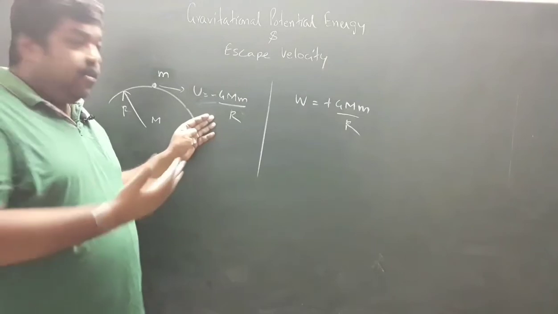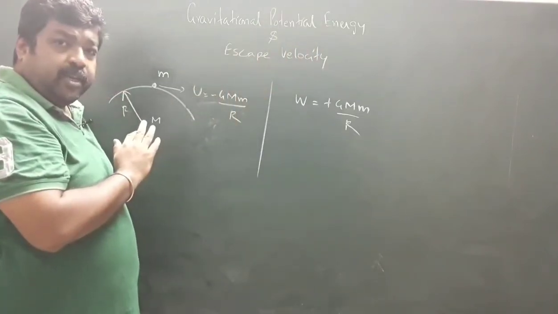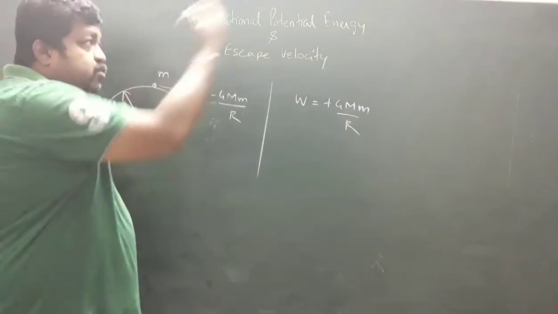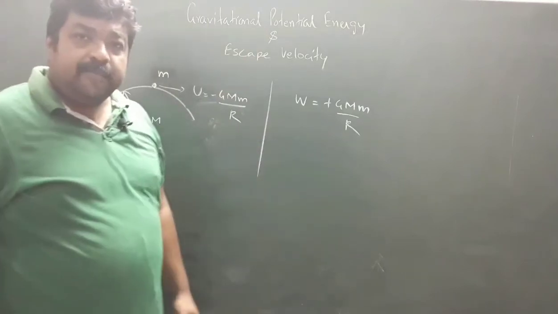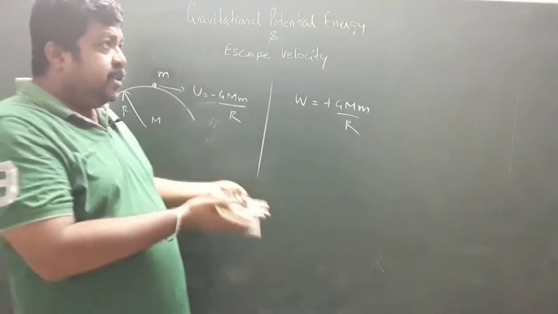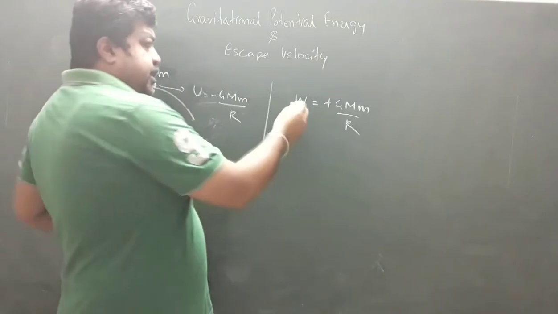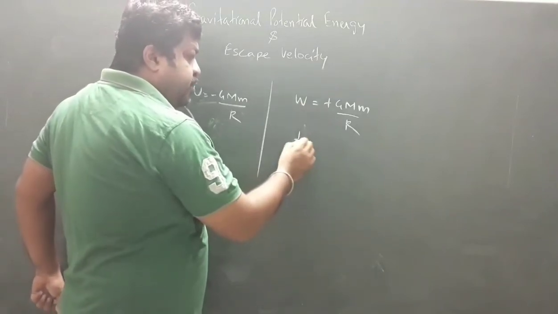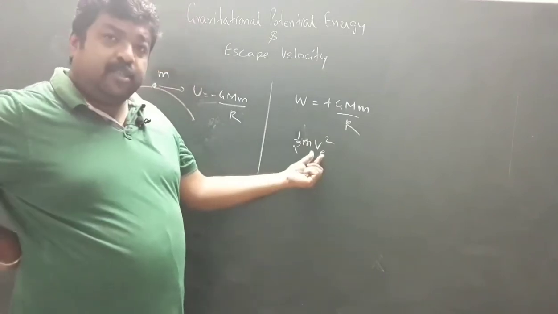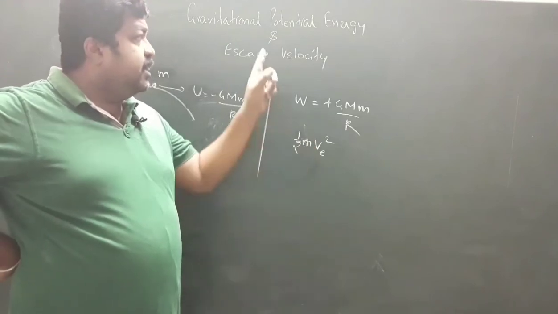Please try to understand this. You do this amount of work in bringing the object from infinity to this point, so the opposite of that, the work done in taking the object from the surface to infinity, will be plus GMm by R. Now how do you take this object to infinity? You just can't give it energy and have it go to infinity. You will impart some kinetic energy, you will throw it. Suppose that energy is the kinetic energy, half mve square, and this is the speed it is imparted so that it goes to infinity, and this is called the escape velocity.